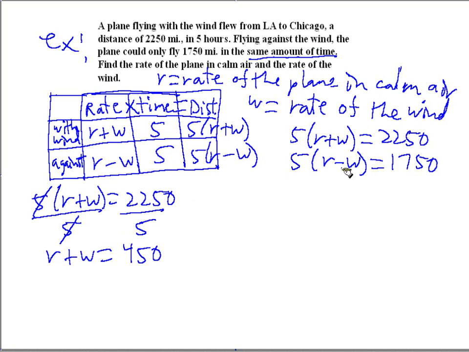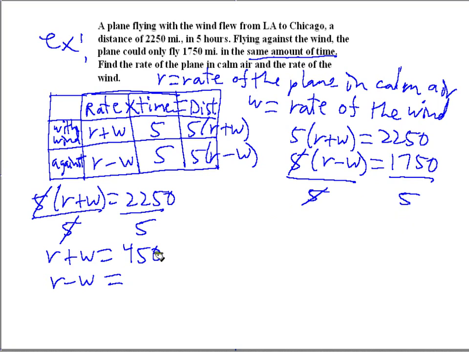And similarly here, let me divide both sides by 5. Let me do it right here. So we get, and let me write the results down here. So I get R minus W equal to what? R minus W is left over here, okay? And what's 1750 divided by 5 on the calculator?